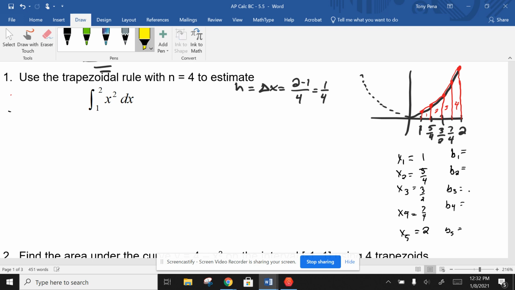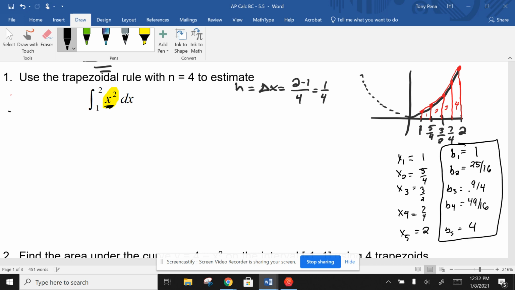Because our function is just x squared, we can just square all of these. If x is a 1, my base is 1 squared, which is 1. If x is 5 fourths, plug it in here. 5 fourths squared is 25 sixteenths. 3 halves squared would be 9 fourths. And then 49 sixteenths. And then 2 squared is 4. These are our bases. That's the length of all of the bases.